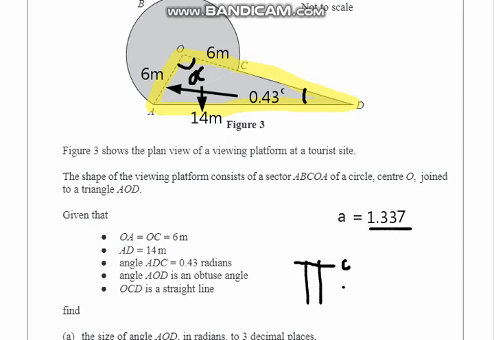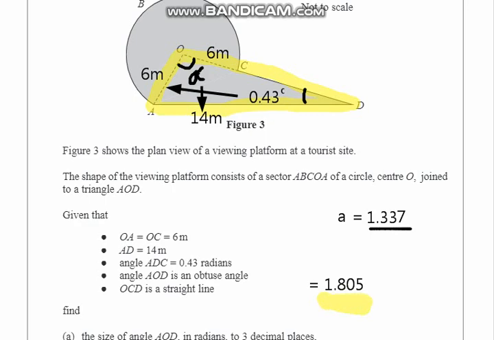Let me show you: pi minus 1.337, and when I subtract them, I'll get 1.805, and that's the size of the angle AOD. That's our final answer here.